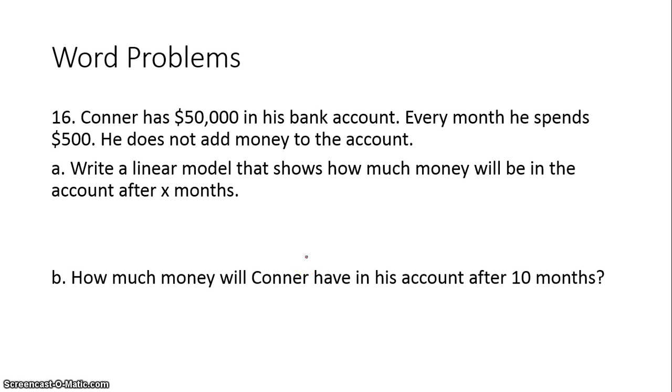Connor has $50,000 in his bank. Every month he spends $500. He does not add money to the account. So, write a linear model that shows how much money will be in the account after X months. Well, again, we're going to have it in the form y equals mx plus b, where b is our starting point, right? So how much does he start with? Of course, $50,000. So our starting amount, $50,000, will be our b.